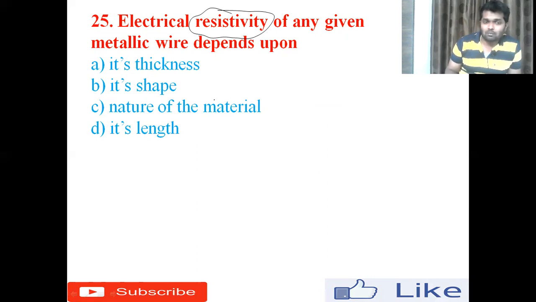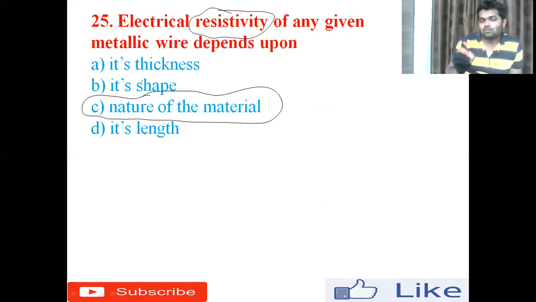We can use them, but because of the money, we cannot use gold or silver. But copper is a common conductor, we are using it, right? Because its resistivity is less. So what is resistivity? It is the characteristic property of the material that tells up to what extent it opposes the flow of the charges. So the right answer for this question is option C, nature of the material.